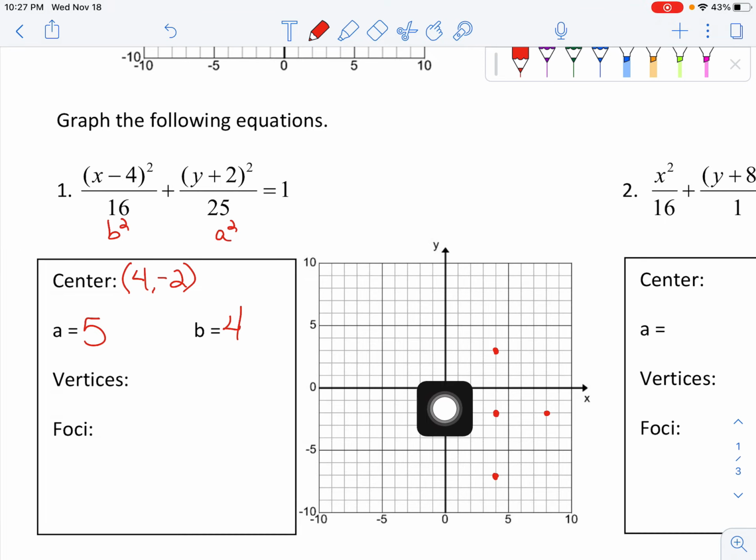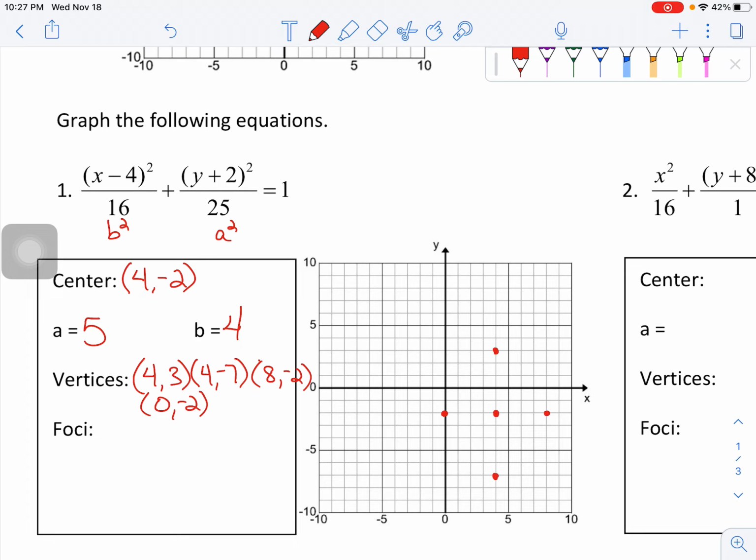All right. Now, these 4 points that we've just marked, the absolute highest, absolute lowest, furthest left, and furthest right points, these are called the vertices. So I'm going to actually take a second and figure out where those points are so I can label them all out in terms of identifying them. So we've got (4, 3), and (4, -7), okay? And then we have, let's see, 5, 6, 7, 8, (8, -2), and (0, -2).